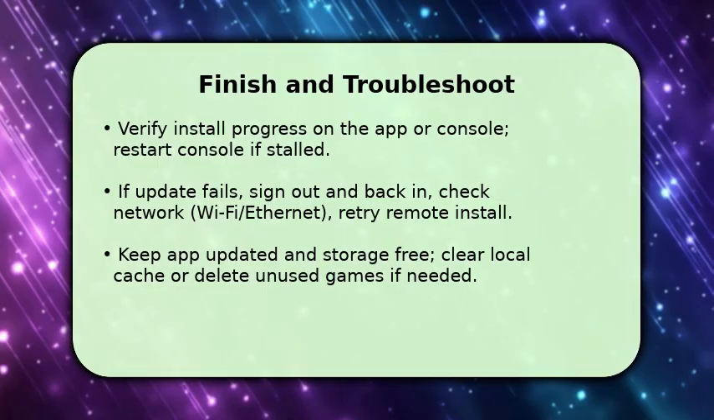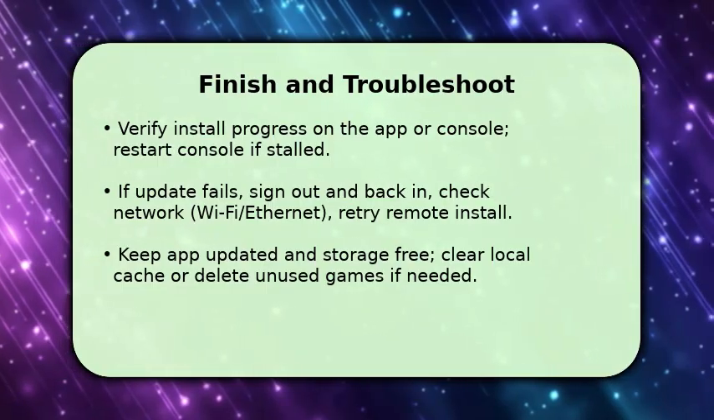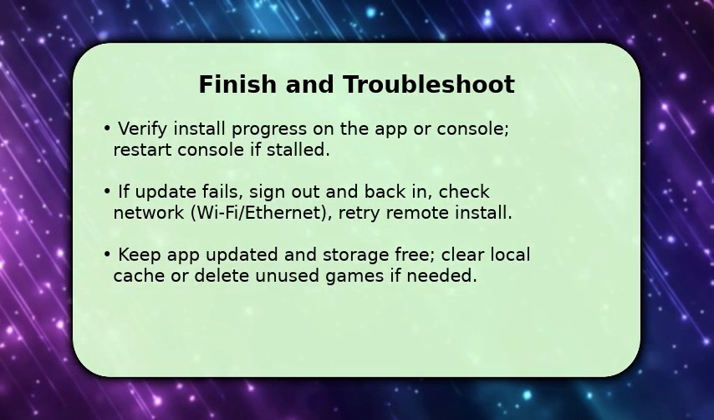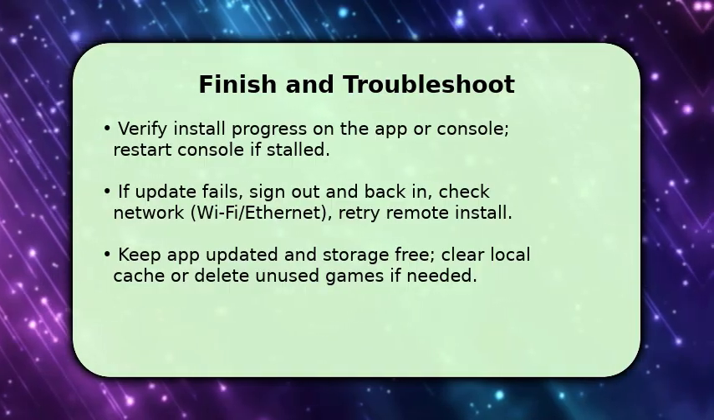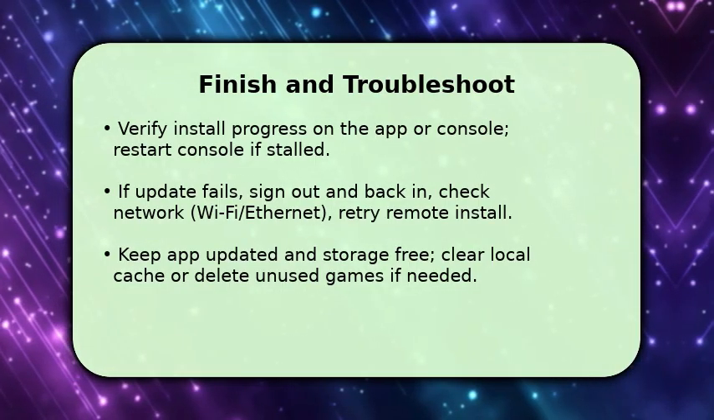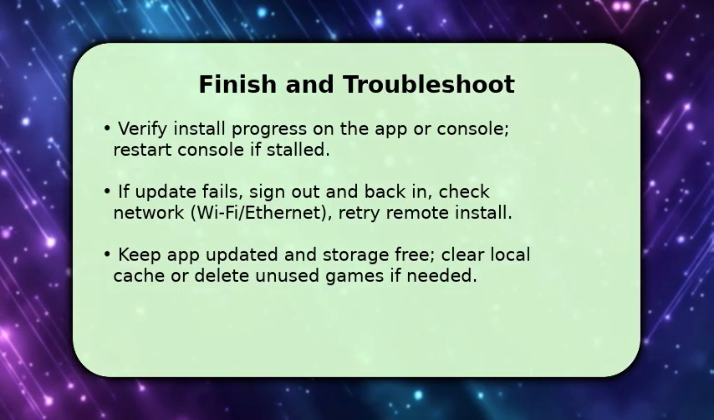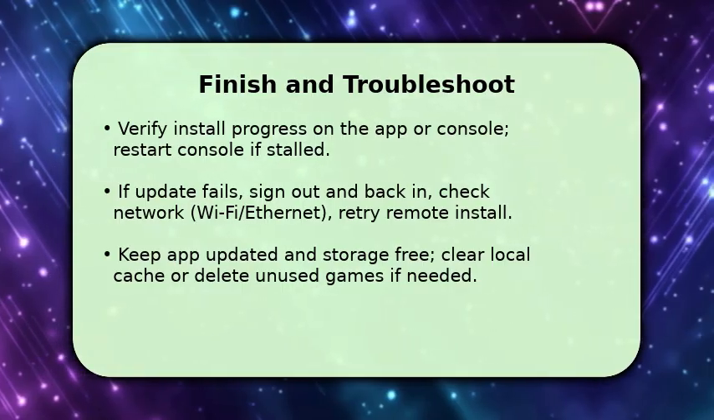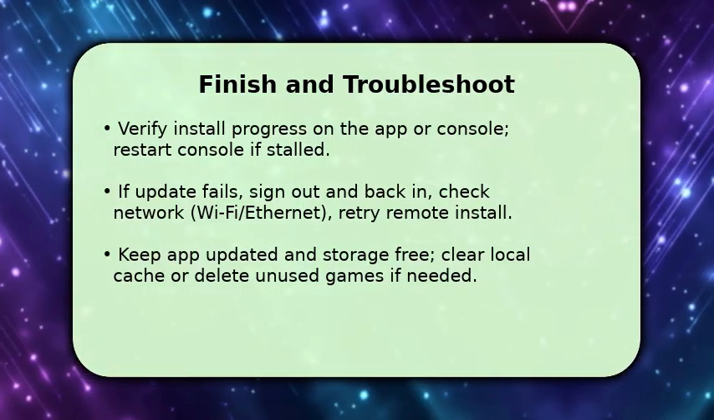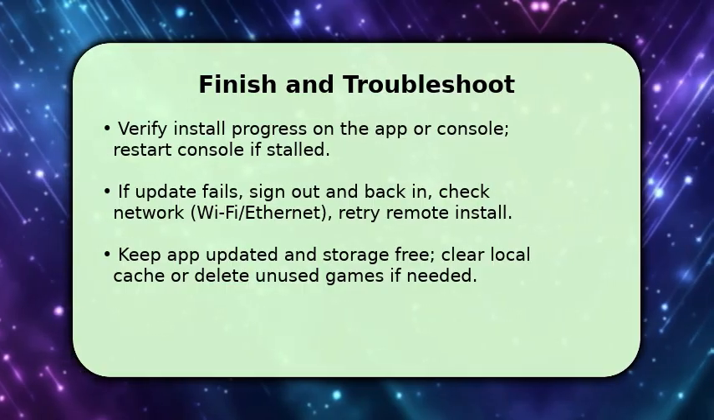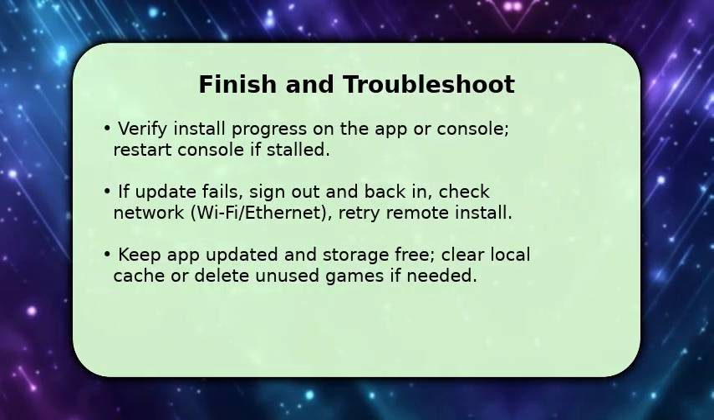Finish by verifying progress. Watch the install status on the app or directly on the console and allow the update to complete. If the update stalls, restart the console remotely or power cycle it, then try the remote install again. Make sure your phone's app is up to date and your console has enough storage. If not, free space by removing unused games.